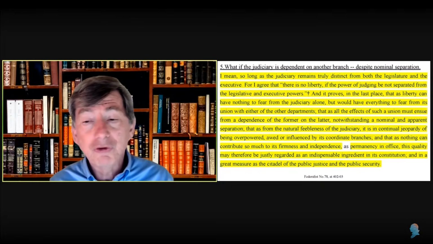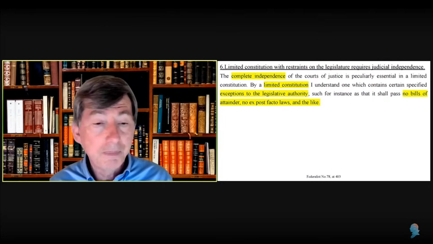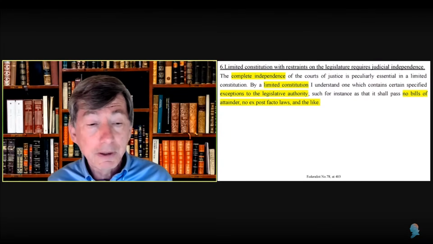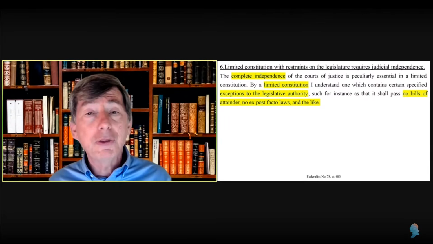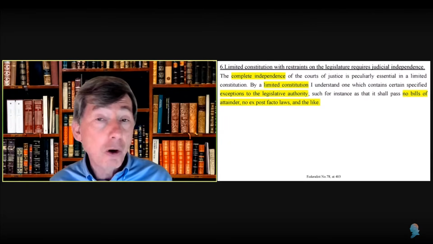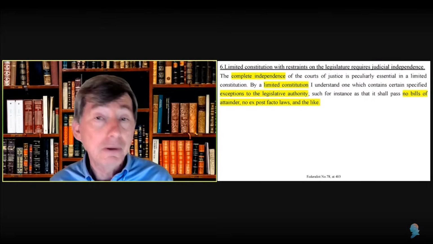A limited constitution with restraints on the legislature requires judicial independence. The complete independence. Why is it required? A limited constitution. Because there are things denied to the legislative power. And those in legislatures do not like to be told no. They do not like to be told that they don't have the power to do something.